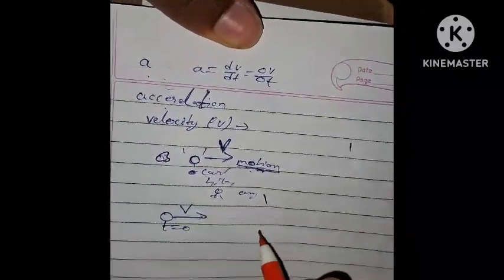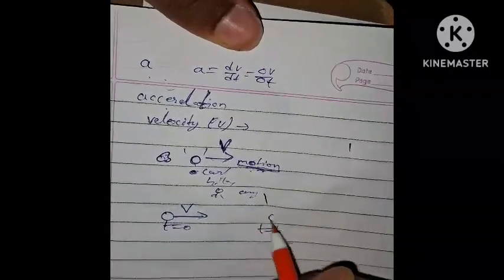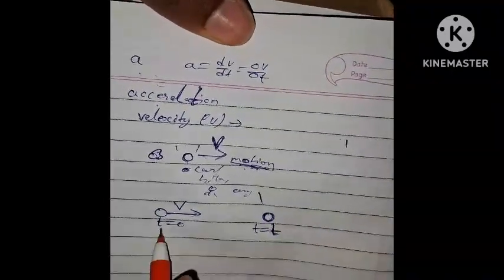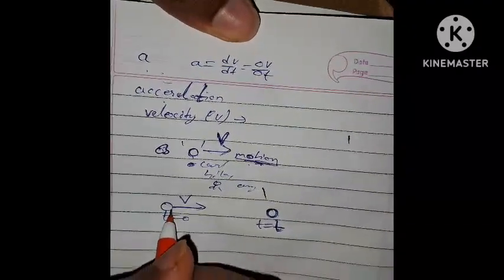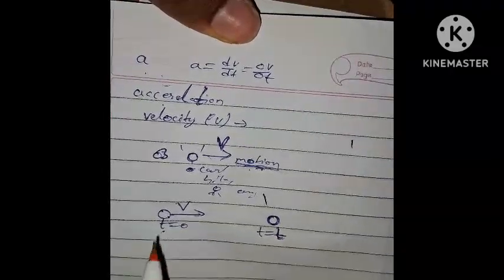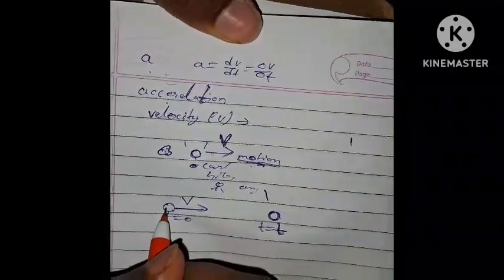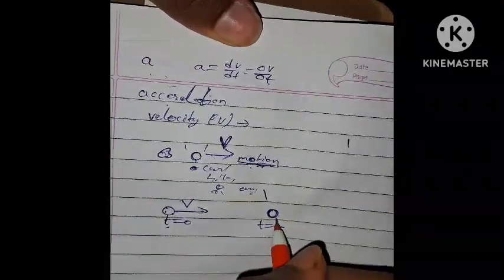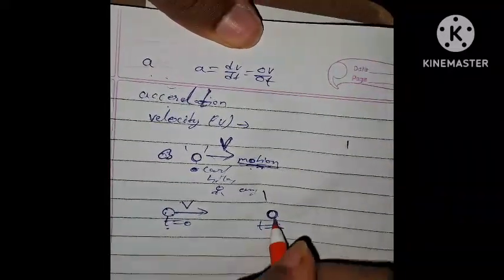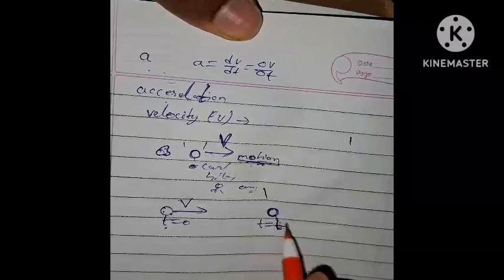If at t equal to 0 the velocity of this object is v, then what is the velocity of this object at time t equal to t? Did you get the question? What is the velocity of the object after time t?